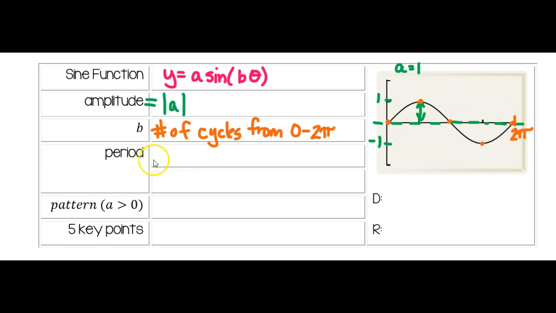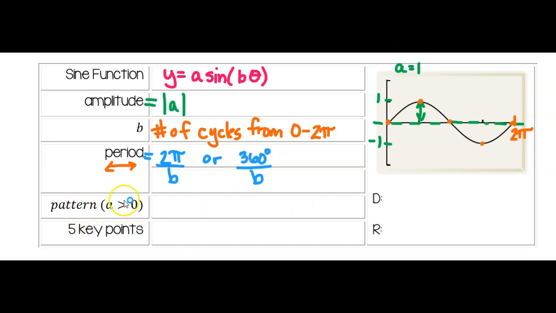Let's talk about what the period is. The period is the horizontal length of our cycle. To get that, you take 2 pi and divide by b, which is the number of cycles you can get between 0 and 2 pi. Likewise, if you were doing degrees, it would be 360 degrees divided by b.